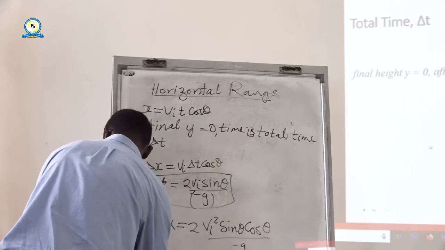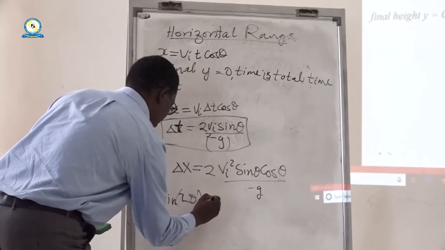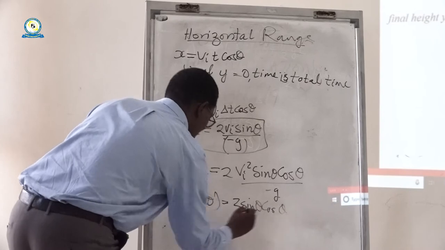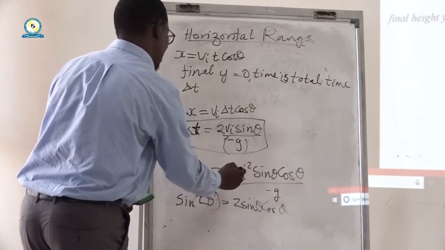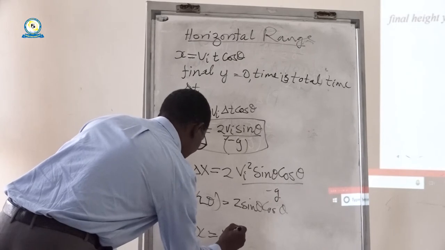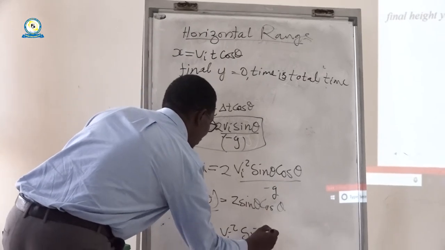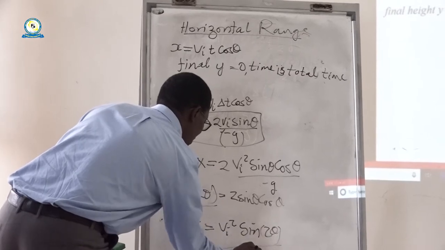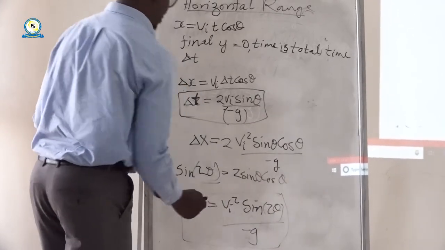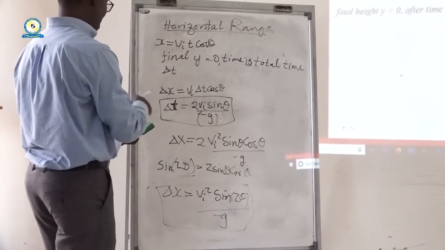As we said there, from trigonometry, sine 2 theta is equal to 2 sine theta cos theta. Then you substitute there, delta x equal to vi squared sine 2 theta divided by minus g. This is one of the questions in the exam.